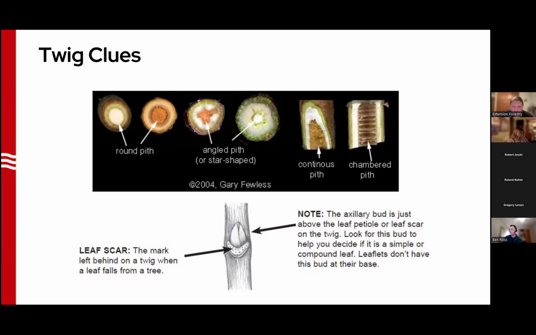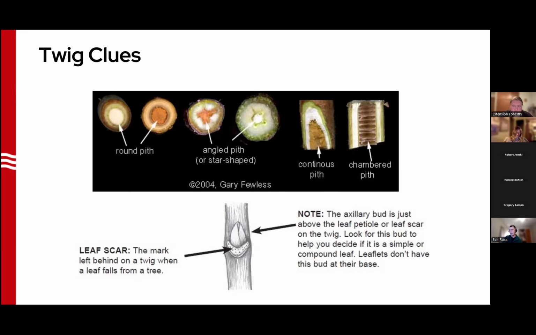The leaf, when it falls, is going to leave that leaf scar. And that can be a good way to identify a tree. Each species, when it loses its leaves, will leave a unique leaf scar, so it can be a great way to tell between two trees. We'll have a picture in a little bit of the ash trees, and that's a good example of similar trees, different ash species, and how they leave different leaf scars.